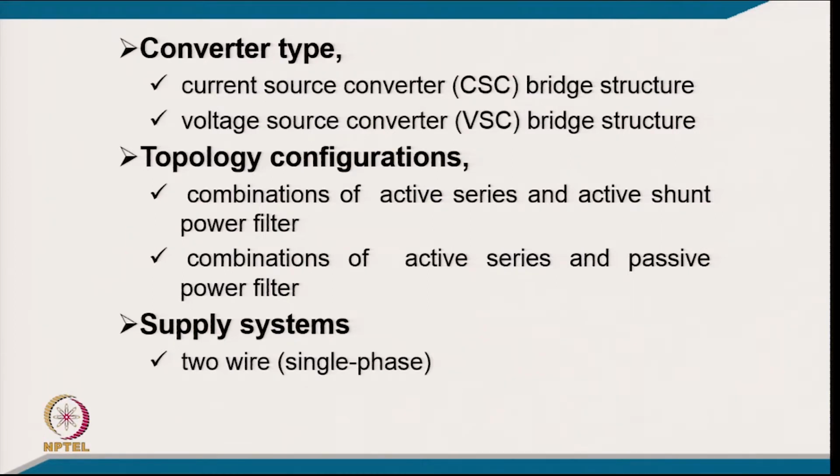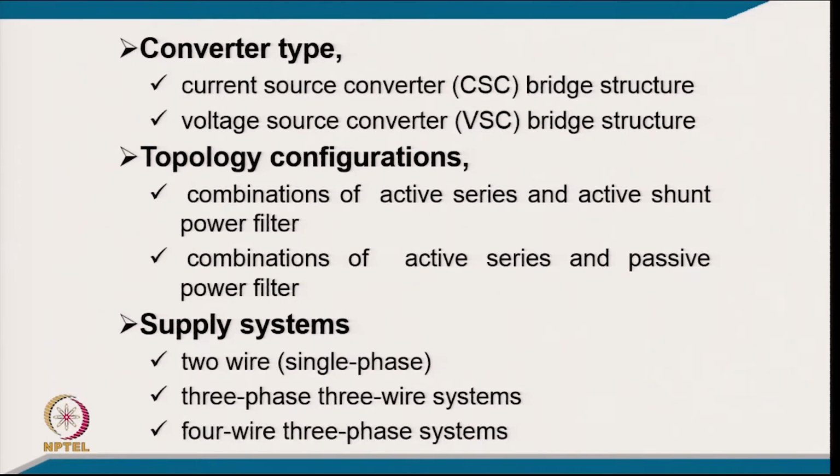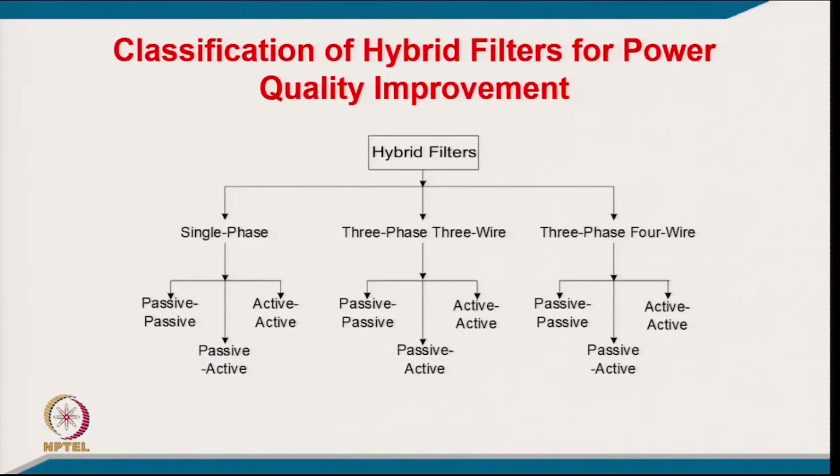classification, like using this as a single phase hybrid filter with a 2 wire system, or 3 phase 3 wire system, or 4 wire 3 phase system. Now coming to the classification of hybrid filter for power quality improvement, for single phase, we can have a hybrid of passive, a hybrid of passive active filter, and a hybrid of active filter. Similarly, for the 3 phase 3 wire hybrid filter, we can have again the hybrid of passive filter, hybrid of passive active filter and hybrid of active filter.